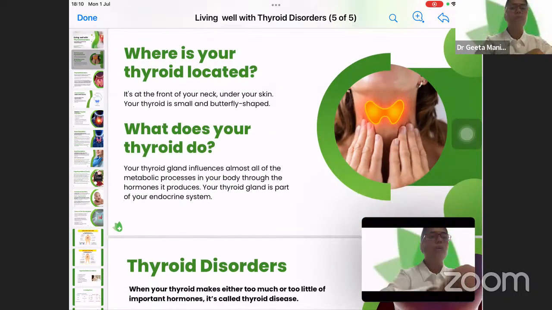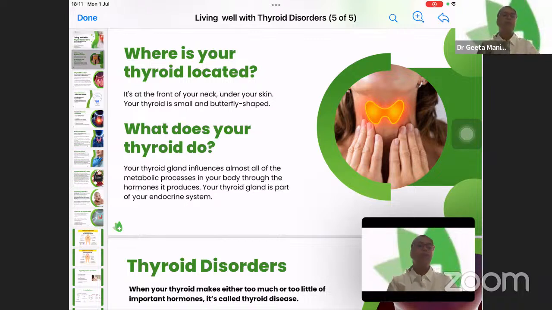So a little about your thyroid. Where is your thyroid located? Thyroid is at the front of your neck, under your skin, and it is a small butterfly-shaped gland. It is an endocrine gland, a ductless gland. What does your thyroid do? Your thyroid gland influences almost all the metabolic processes in your body through the hormones it produces. Your thyroid gland is a part of the endocrine system.